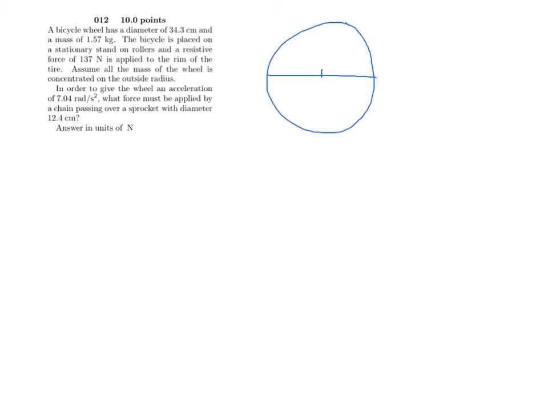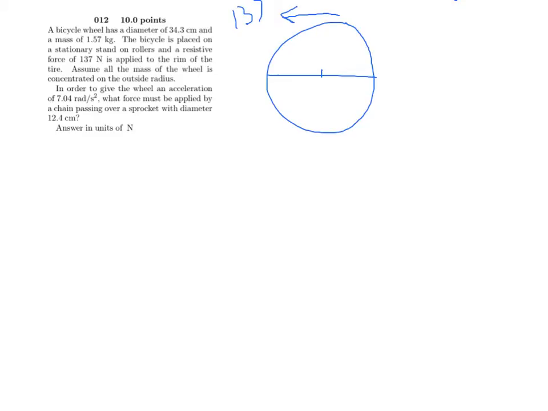It's placed on a stationary stand on rollers, and a resistive force of 137 newtons is applied to the rim of the tire. So it's got a force this way of 137 newtons for me. And all the mass is concentrated on the outside radius. In order to give the wheel the acceleration, what force must be applied to a chain passing over a sprocket with a diameter of 12.4?